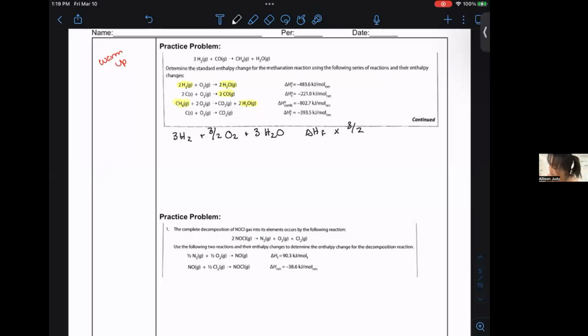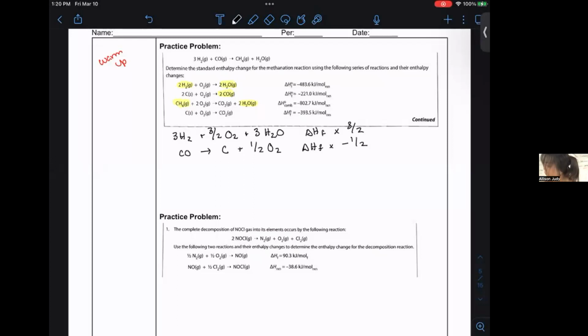Okay, so next problem, Rainier, what did you do for the second reaction? I multiplied it by -0.5. So you flipped it and then halved it. Okay, let's flip it and then halve it. So it's CO goes to 1C, so I'm not even going to write the 1, plus a half O2. So I'm going to multiply by negative a half.